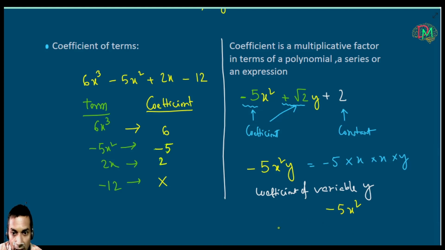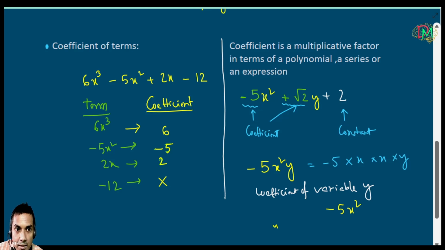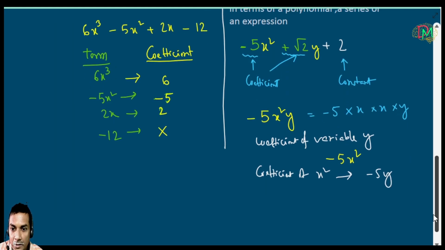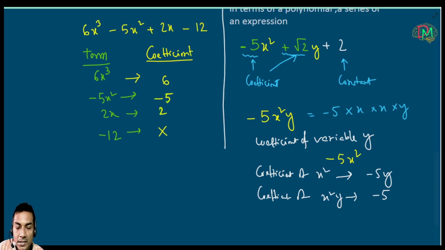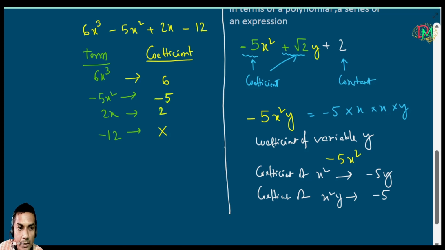And if I ask you again, the coefficient of x square will be what? Minus 5y. If I ask you the coefficient of x square y will be what? Minus 5. Clear? Is it clear? So this is the general concept of the coefficient.